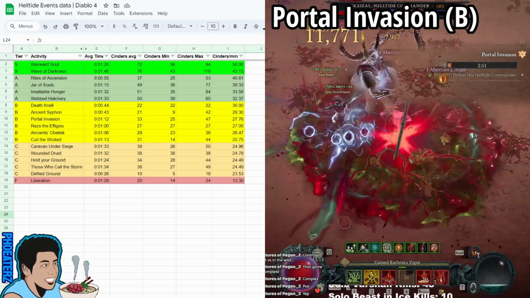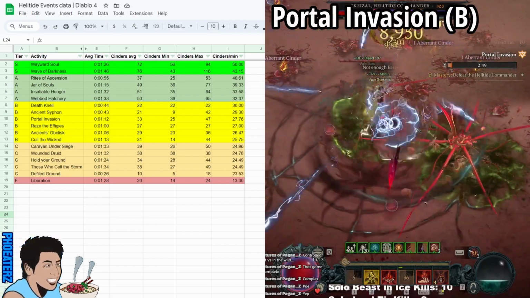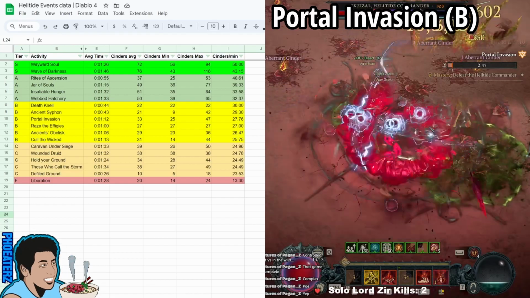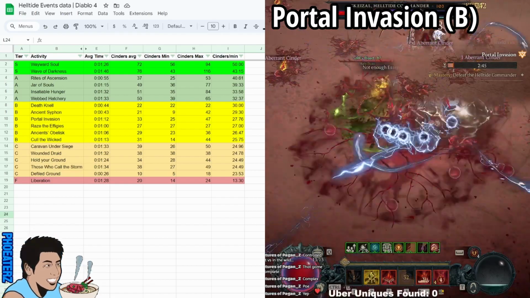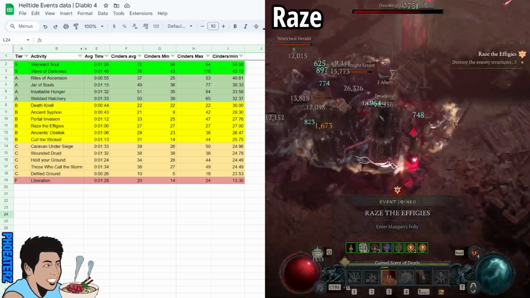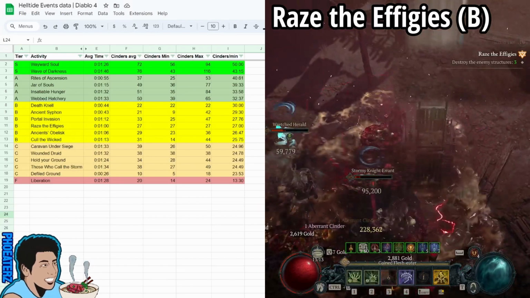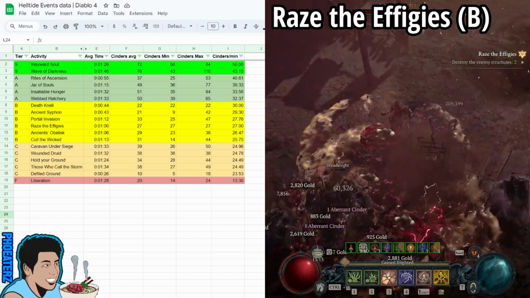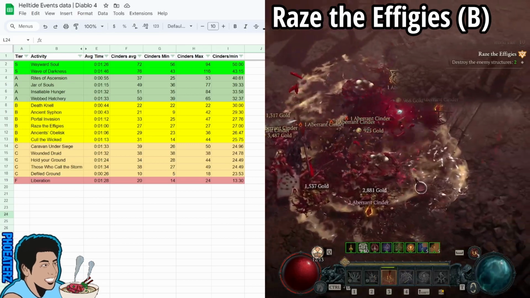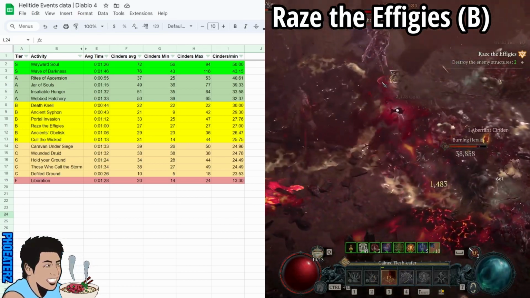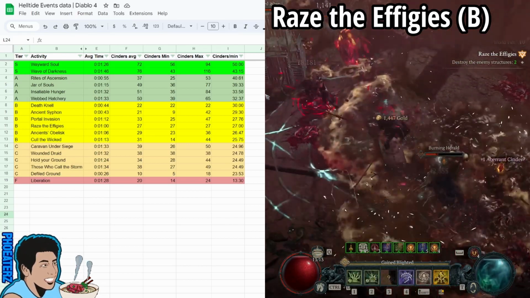Portal Invasion is an event that spawns a Helltide Commander, and the Helltide Commander, unfortunately, also eats up a lot of time. But the cinders are still good. Contrary to the simple rule that I said in the beginning of this video, Raised Effigies is an event that is in an area with terrain. And the amount of cinders that you get is pretty alright.